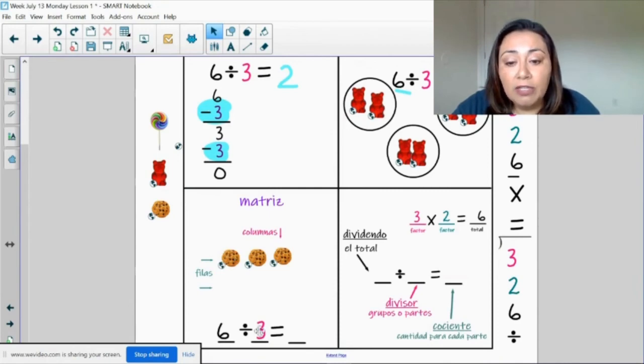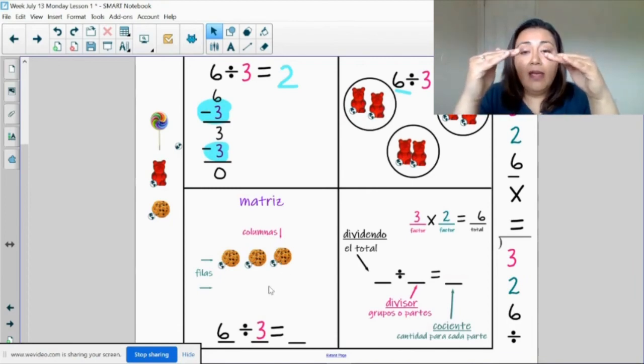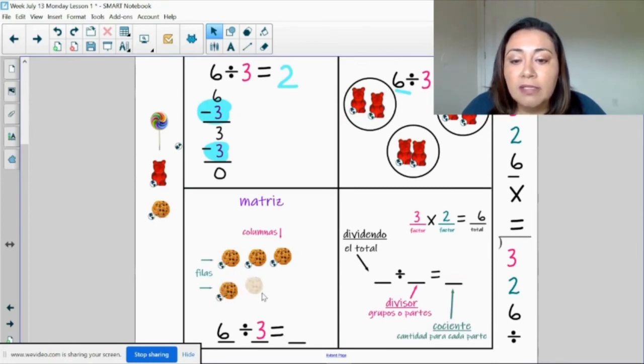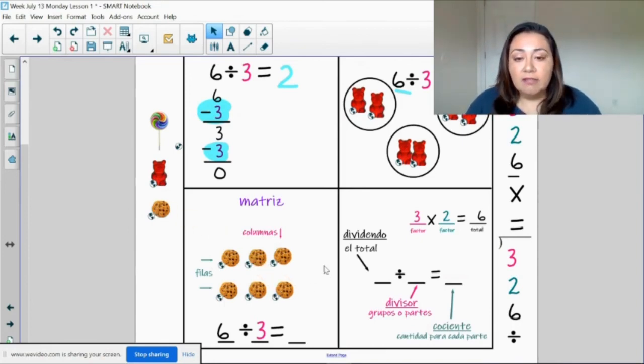Ya sé que tengo 3 grupos, 3 columnas, 1, 2, 3. Ahora voy a ir agregando filas hasta que yo llegue a 6. Vamos a empezar. 1, 2, 3, 4, 5 y 6. Entonces, ya me puedo detener ahí.